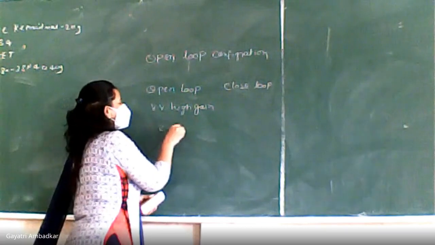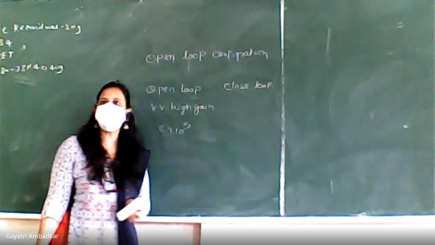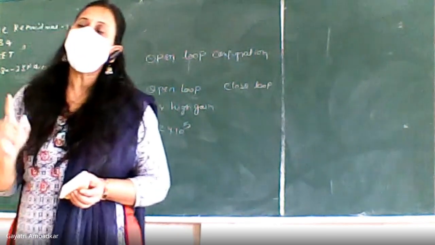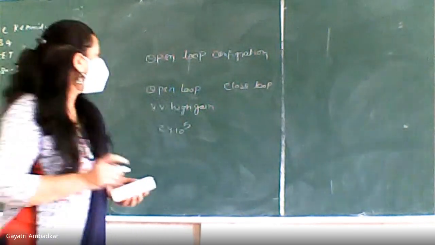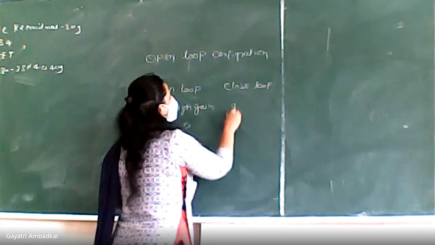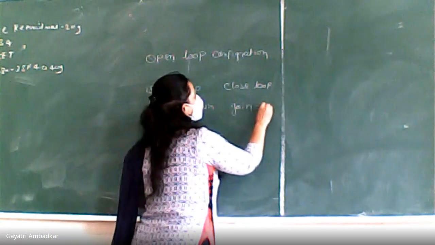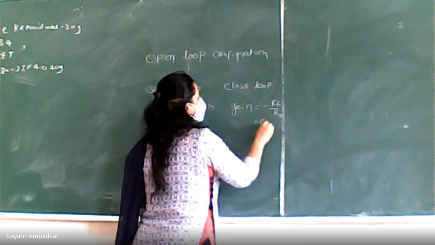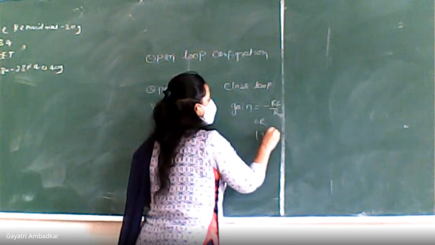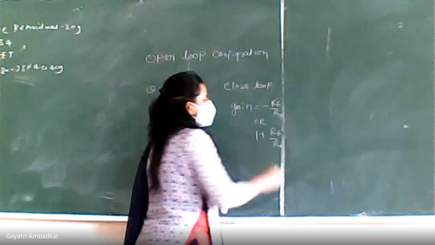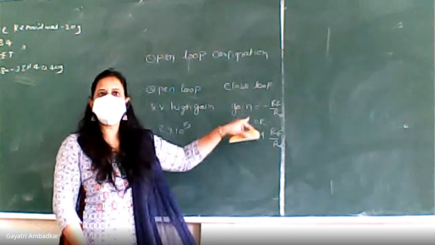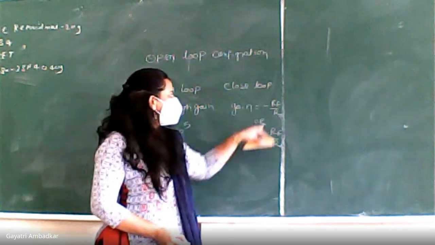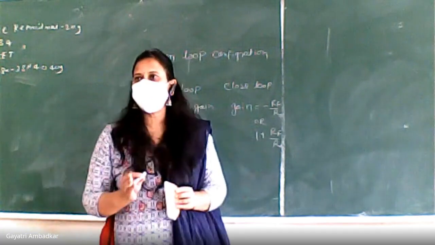How much it is? It is around 2 into 10 raised to 5. This much high gain of op-amp you get when it is in open loop configuration. And when op-amp is in closed loop configuration, you know, the gain is restricted by either minus RF by R1 or 1 plus RF upon R1, depending on whether it is an inverting configuration or non-inverting configuration. So when op-amp is used in the closed loop configuration, you get some finite gain.